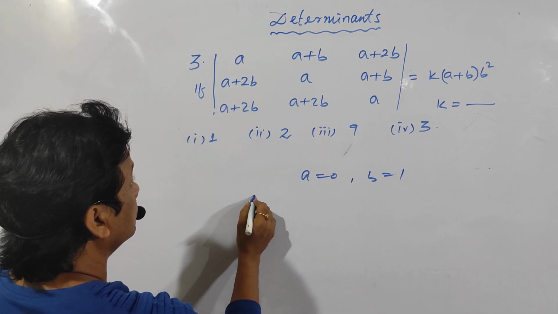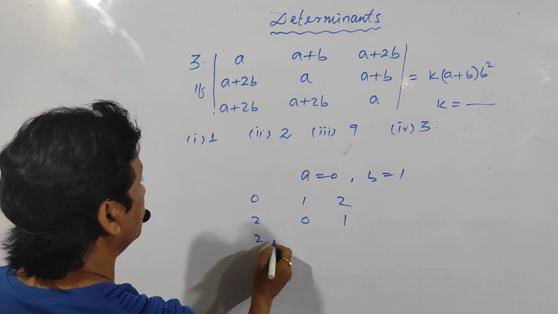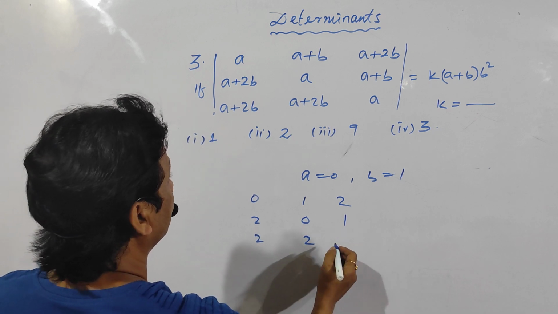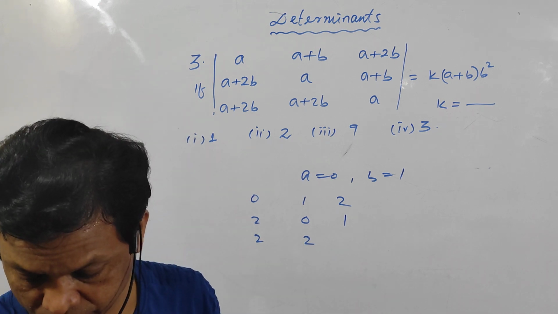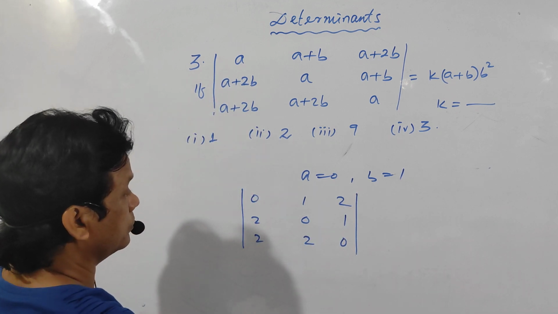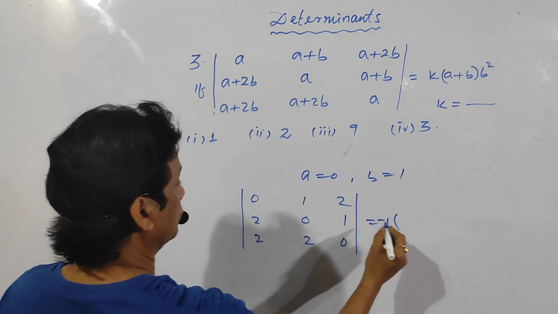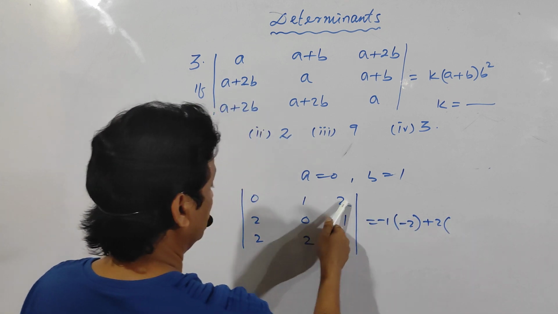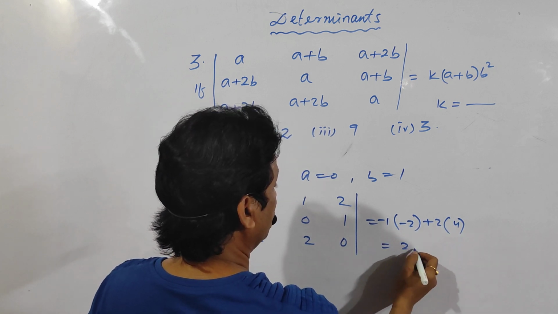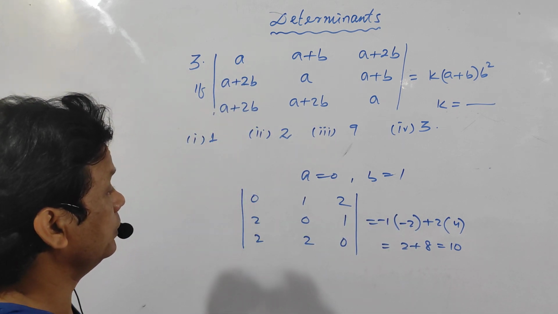See here, this is 0, 1, 2, 2, 0, 1. This is 2, 2, 2. Then the question is this one, and this is 0. So see here, 1 into, minus 1 into, this one is 0, minus 1 into, 0 minus 2. So plus 2, 4 minus 0, it is 4. Clear? So there is 2 plus 8 is equal to 10. Okay. So the left hand side becomes 10.